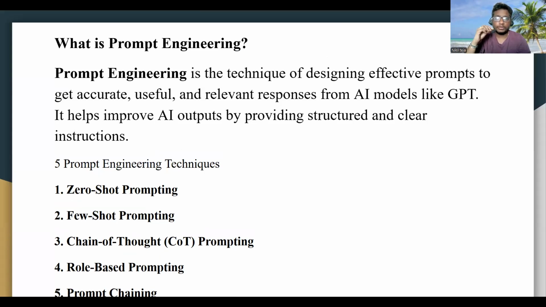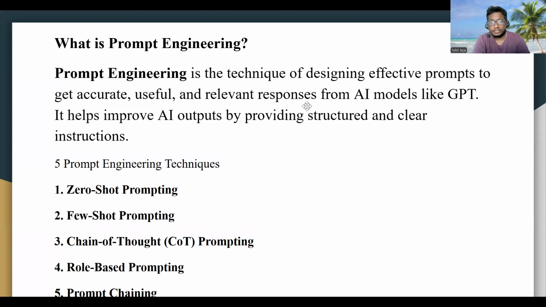In this particular video, we will be learning about prompt engineering. In the previous video, we learned about the definitions of AI, generative AI, as well as LLMs, right? So now we will be learning about prompt engineering. Prompt engineering is nothing but how efficiently we talk with AI so that it gives us efficient and precise answers. So let's go into the definition.